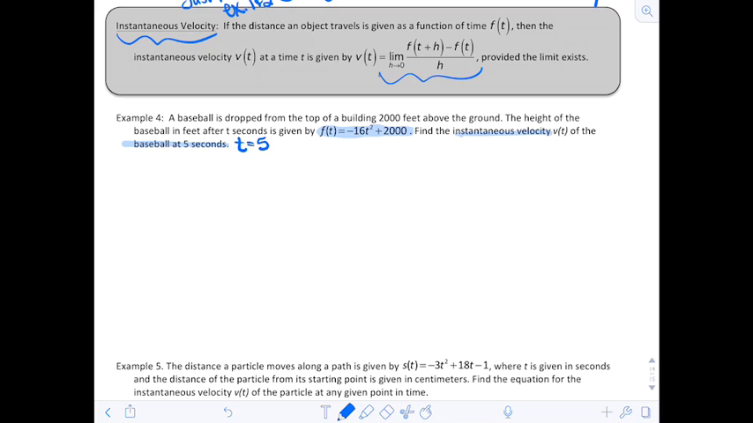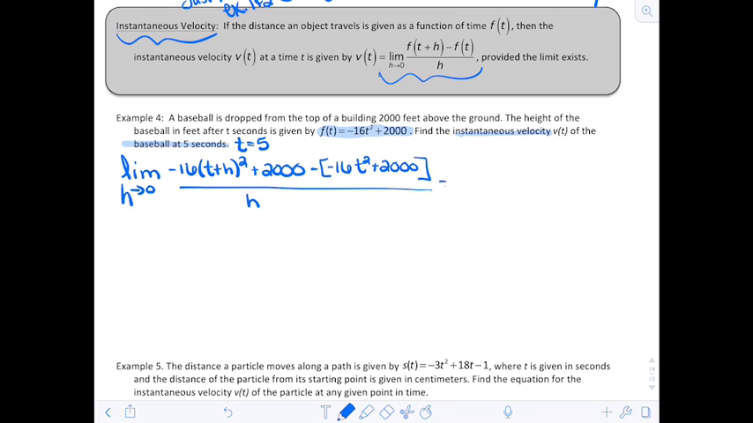Okay, so I'm going to find the instantaneous velocity equation. So the limit as h approaches 0 of f of t plus h. Actually, let's just go right to writing that in. If I'm going to replace t with t plus h, I'll have negative 16 times t plus h all squared plus 2,000. And I'm going to subtract the function itself, negative 16t squared plus 2,000.